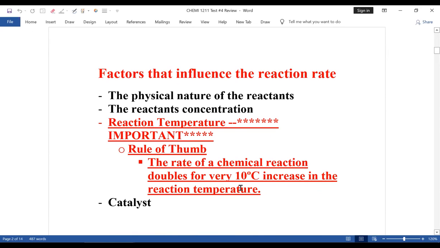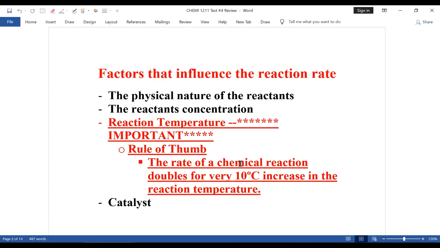Now, if you notice, I've gotten big, bold, important, important, and that's the reaction temperature. And you should know the rule of thumb. Rule of thumb means it's true about 95 or more percent, but not 100%, because for 100% it would be a law, but it's not, that the rate of a chemical reaction doubles for every 10 degrees C increase in the reaction temperature. Again, what makes a reaction go faster? In this case, you should know that the rate of a chemical reaction doubles for every 10 degrees C increase in the reaction temperature.